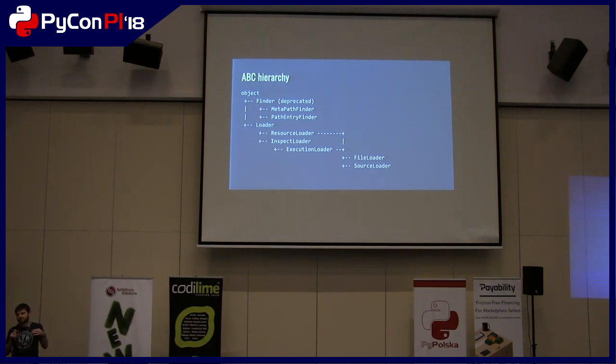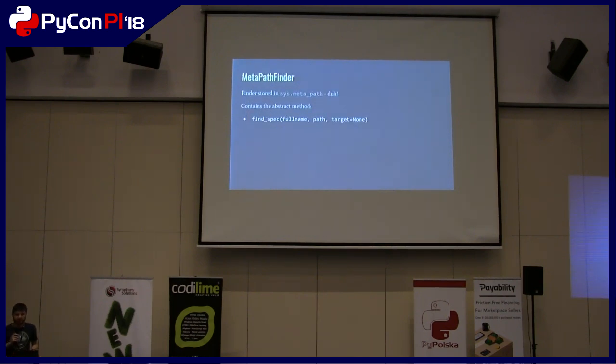It gives you lots of classes that can be reused. There are, for each their own, I would say. You can create a meta path finder, you can create a path entry finder, and for the loaders, there are some that haven't been placed on the slide, but you can check them all in the documentation. But what we will need for the minimal example is the meta path finder and the source loader.